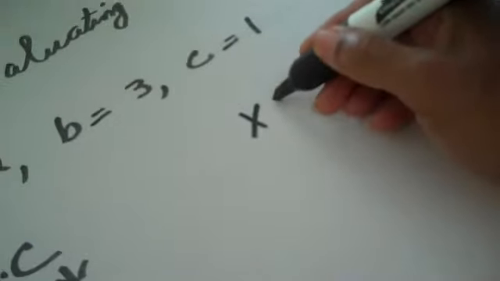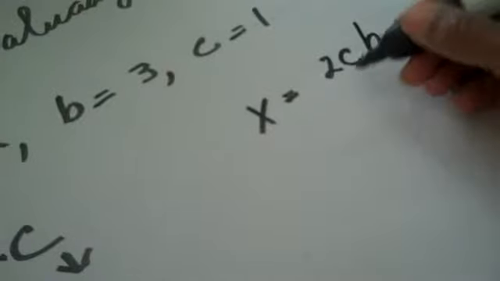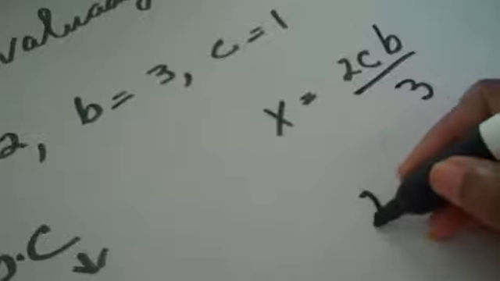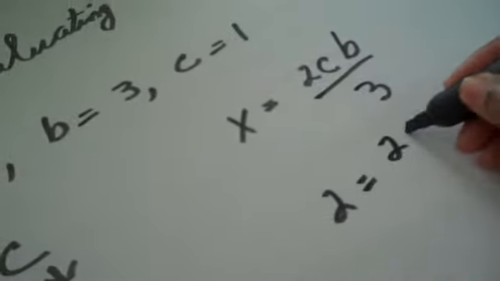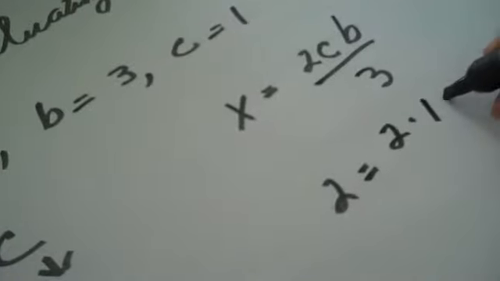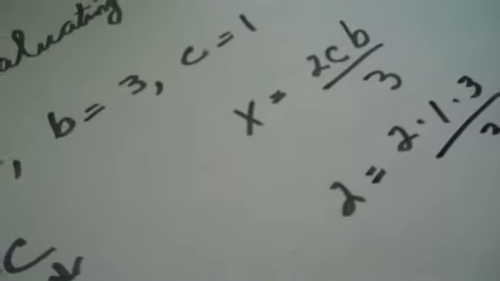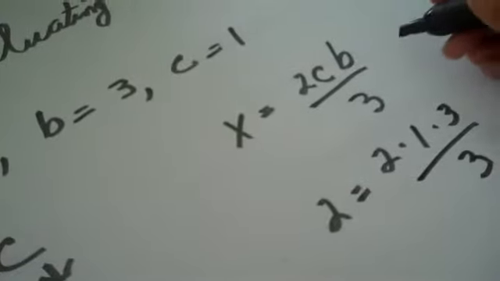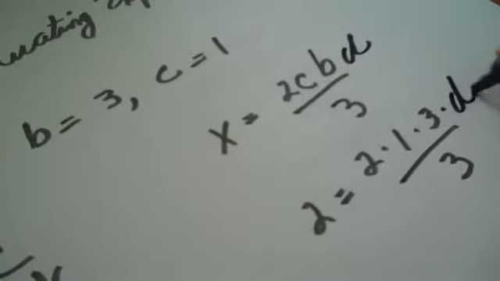Okay, let's look at another example. This time x equals 2cb over 3. Substitute in the values we know. We know x is 2, and this means 2 times c, so that's going to be 2 times c is 1, and b is 3, and that's over 3. And just for the sake of discussion, let's add a d up here. And we don't know the value of d.